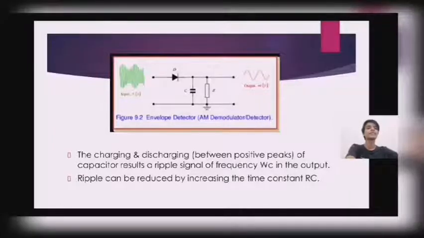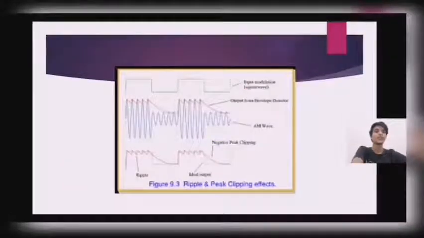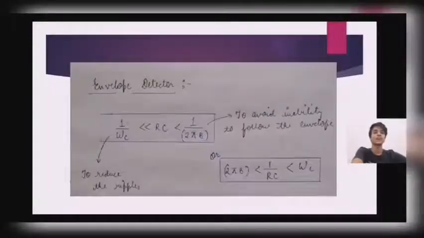Here the charging and discharging at the positive peaks of the capacitor results in a ripple signal of frequency ωc in the output, and it can be reduced by increasing the time constant, that is RC. Here are the ripples formed during the wave demodulation process. As we discussed before, by increasing the time constant RC, the ripples are reduced, and the frequency of the ripples is denoted by ωc.